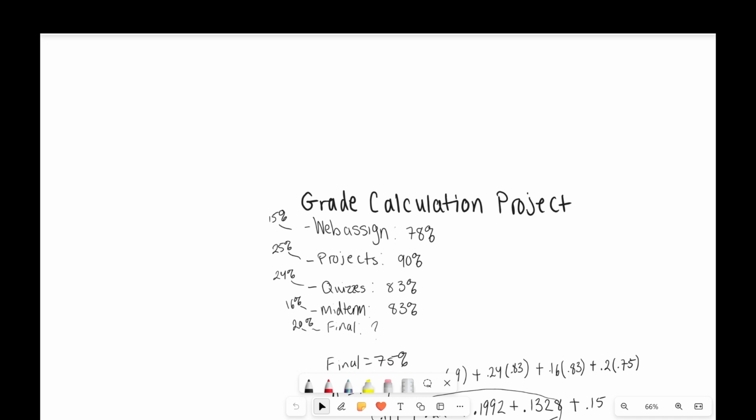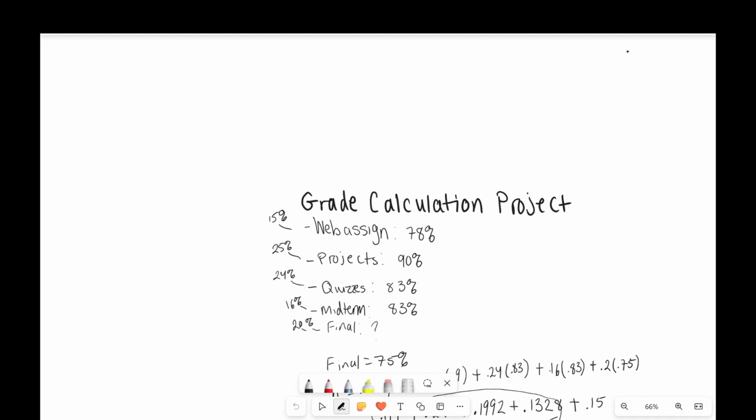For this assignment, I have to determine my final grade for the class. I've already written out everything I have to do, and I'll be talking over everything that I did. First, I listed out all of the averages of my assignments. My web design assignment is 78%. My projects is 90%. Quiz is 83%. Midterm 83. Final, question mark, because we don't know.